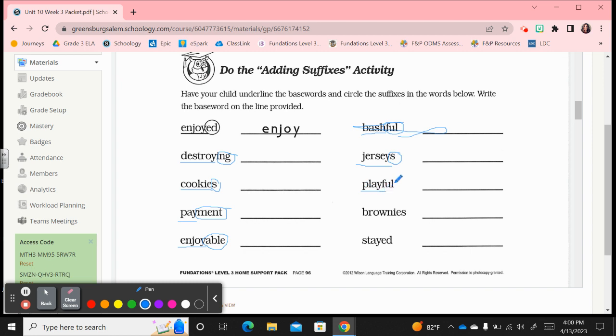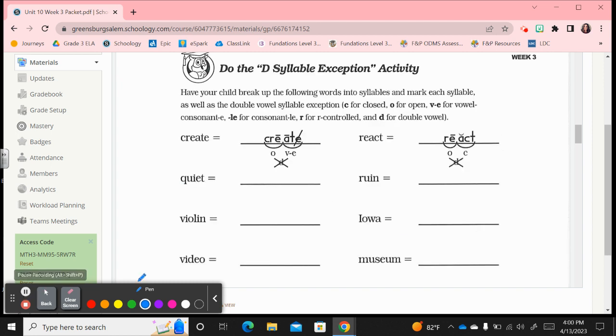Playful. We have the base word is play. Do not write the suffix full, just write play. Brownie. Kind of like cookie. Man, it's making me hungry. Brownie is one. Brownies is multiple. Just write singular, brownie. Stay is the base word. Ed is the suffix. Just write stay. Excellent.